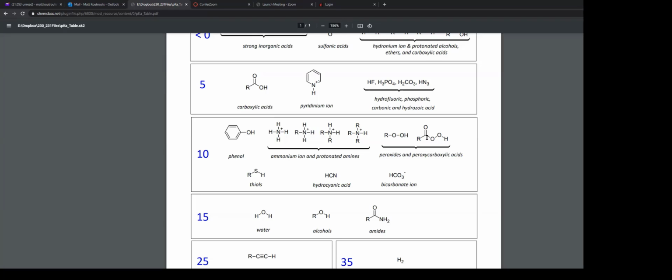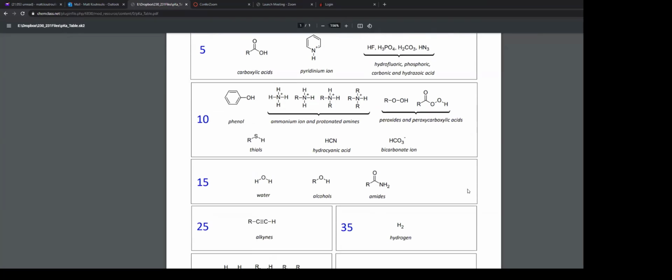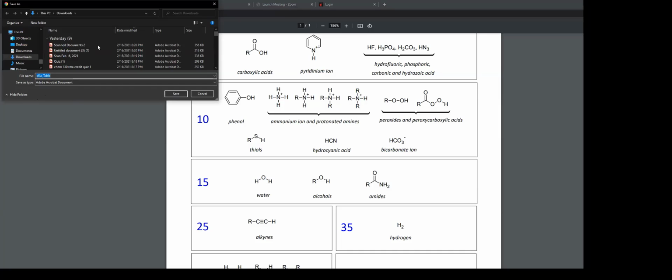Thiols, definitely no. These two aren't that big a deal. In fact, let me just take this for a moment. And let me just highlight which ones you really do need to know by memory.